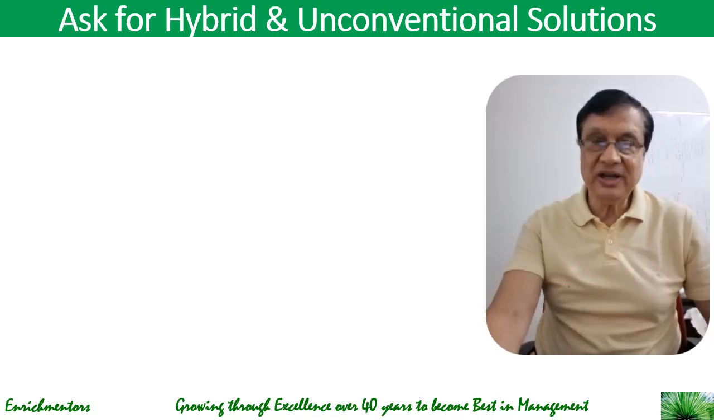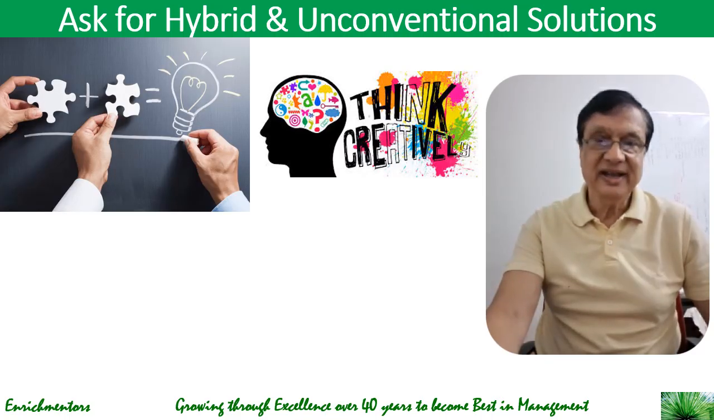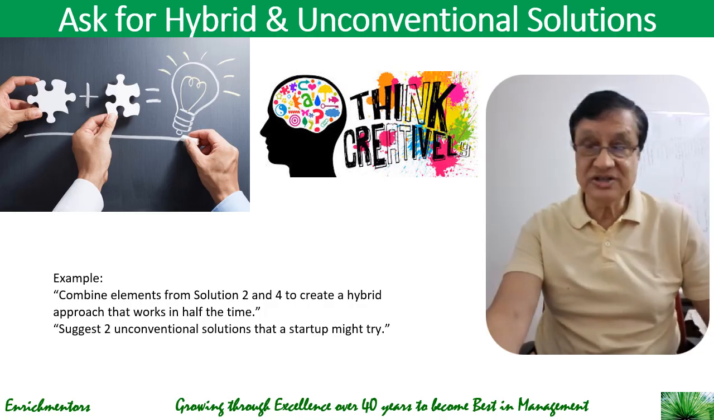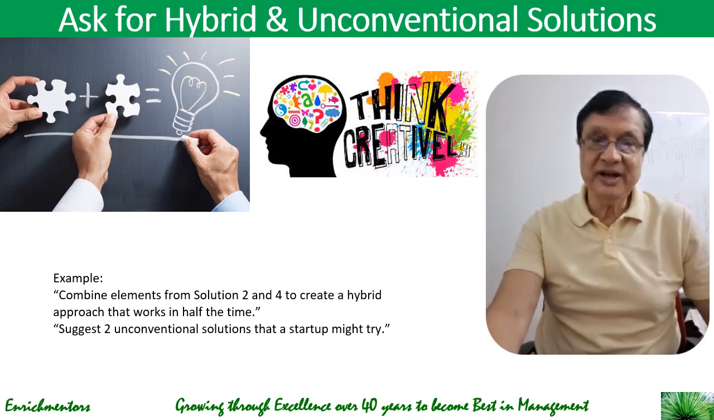Then ask for hybrid and unconventional solutions. If you want really creative solutions, you need to go for this. Encourage AI to combine ideas or think creatively. How can you do that? Let's take a look at an example. You could say something like: combine elements from solutions 2 and 4 to create a hybrid approach that works in half the time. Another example would be: suggest 2 unconventional solutions that a startup might try. So ask for hybrid and unconventional solutions like this.